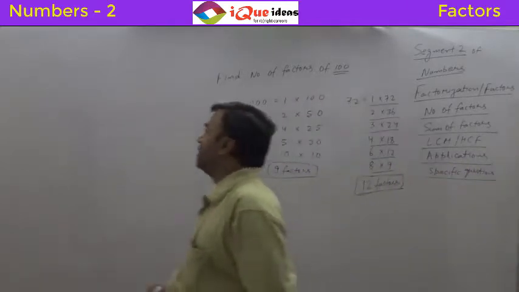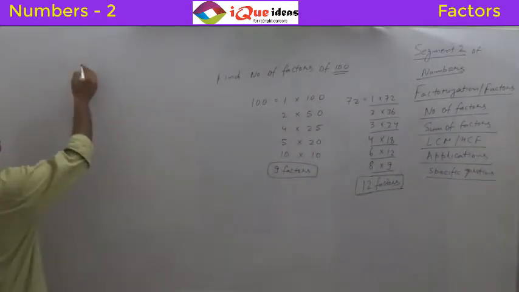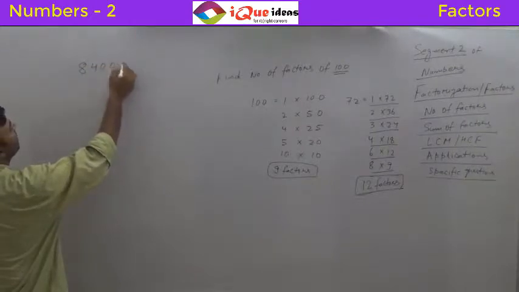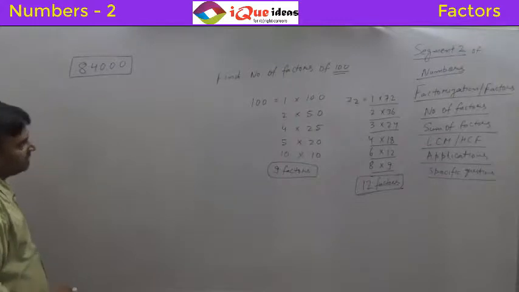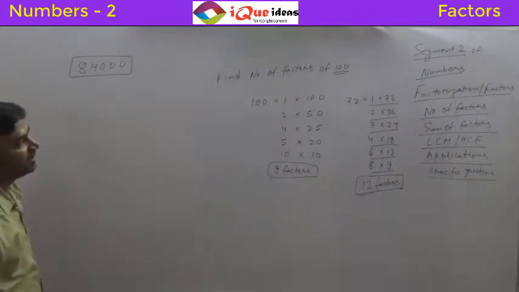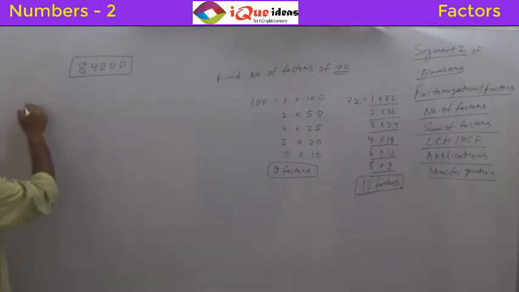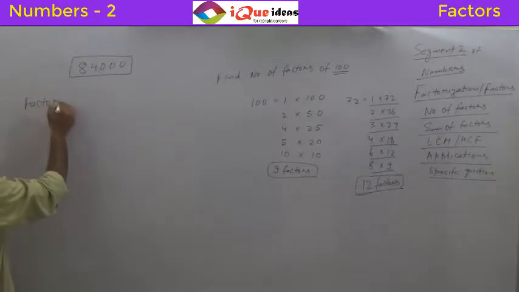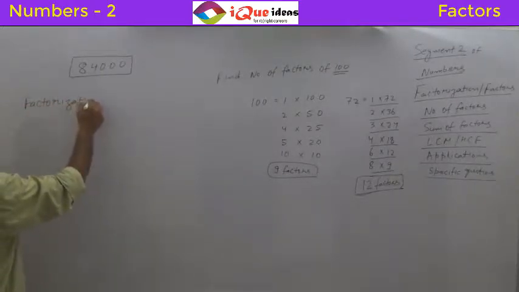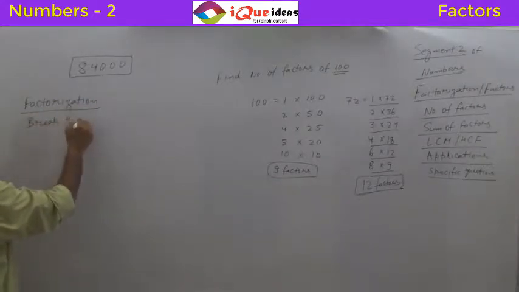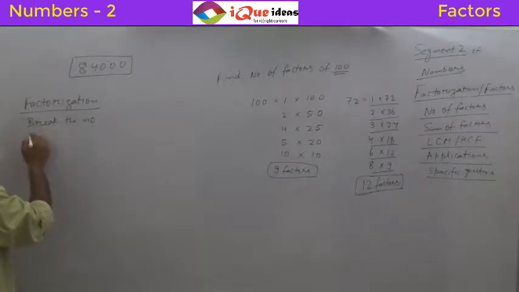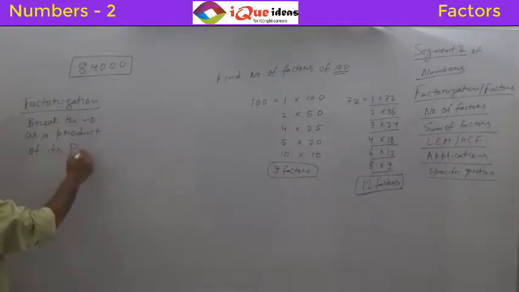But if the number is very large, say for example, how many factors are there for 84,000? If the number is very big, then what should we do? For that we have methods. Now to understand that method, first let's try to understand the meaning of factorization. When I say factorization, it means we have to break the given number as a product of its prime factors.